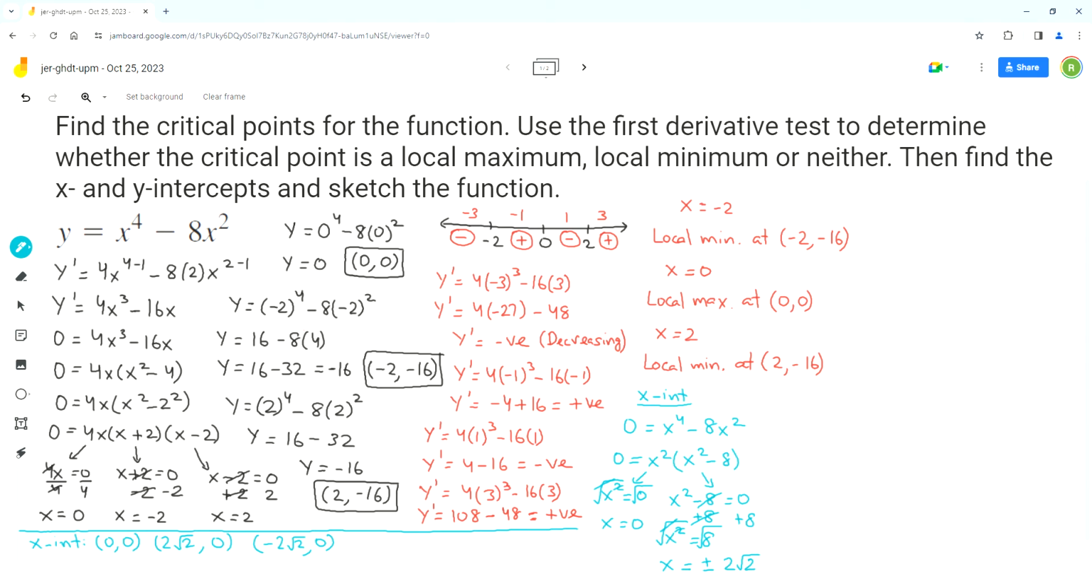Now we can find the y-intercept, and for that we'll sub in x as 0. If we sub in x as 0 in this equation, we get y equals 0 exponent 4 minus 8 times 0 squared, which is equal to just 0. So the y-intercept as a point is 0, 0. Now we can use all of this information to sketch the function. So I will draw the grid.